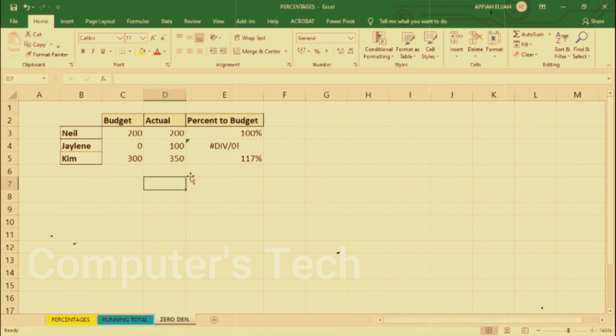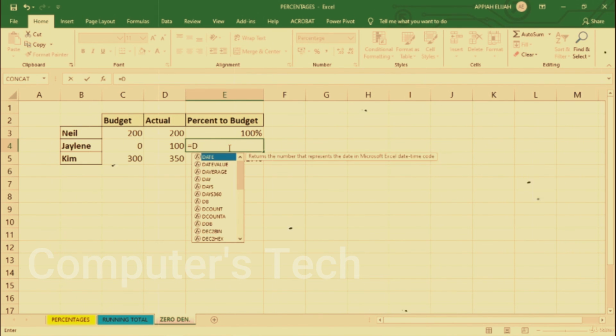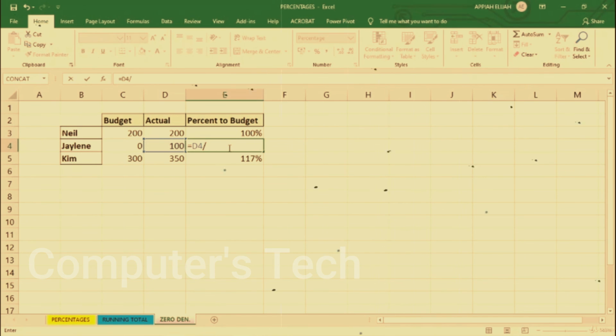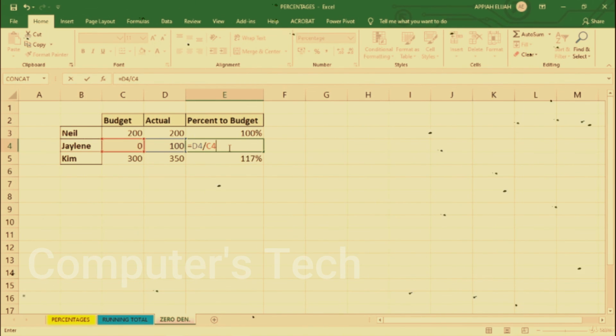Now, in cell E4, we enter the formula. Let's see how we're going to correct this particular problem. So in cell E4, we start with an equal sign: D4 divided by C4. It will give us the same problem because it is going to divide 100 by 0, and it will still give us the same error.